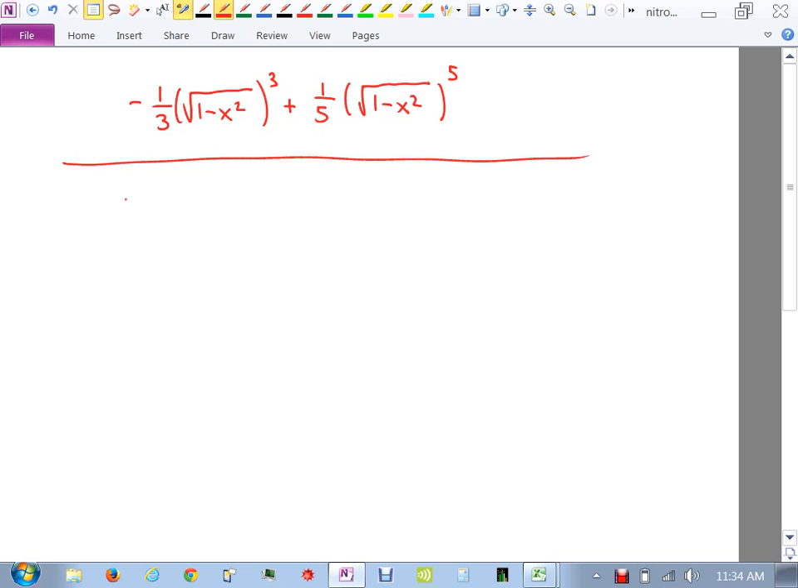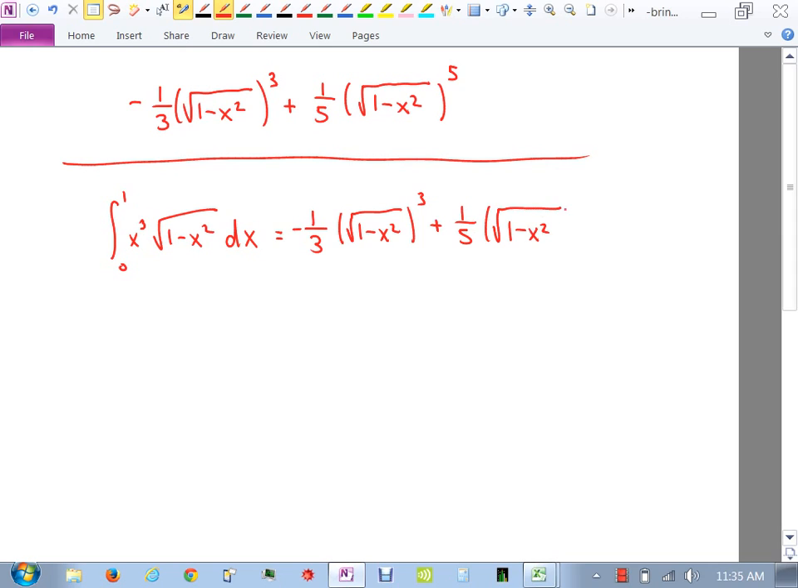Here it comes. Integral from 0 to 1 of x cubed square root 1 minus x squared dx is equal to this nasty thing evaluated at 1 and 0.